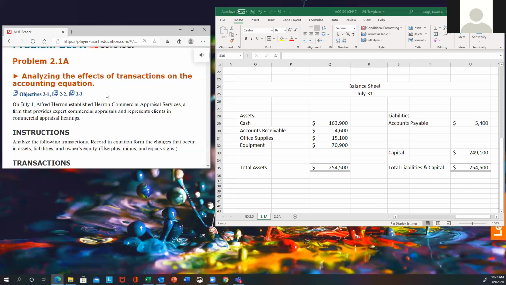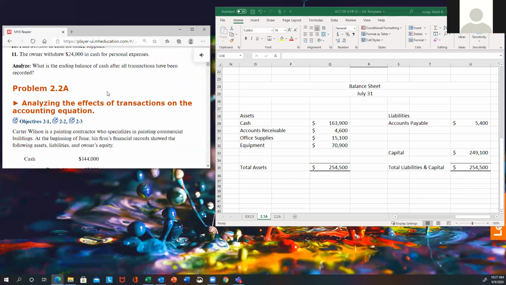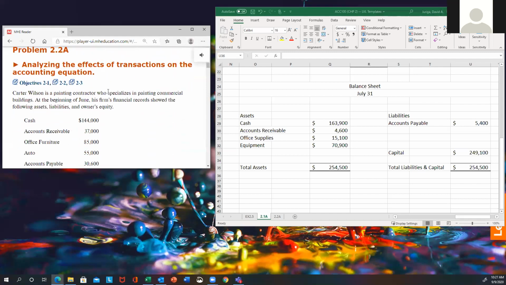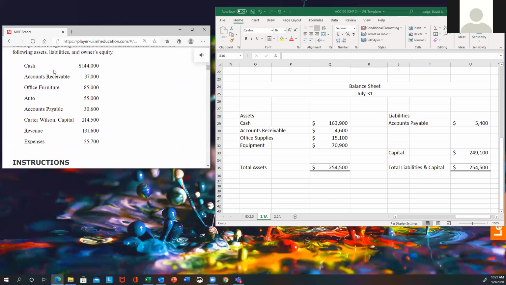So this is problem 2.1a. Now I want to show you a different one. This is problem 2.2a, and there's one thing that's a little bit different that we haven't seen yet. Of course, this says analyzing the effects of transactions on the accounting equation. We're going to do that. But I want you to see here in this particular problem that they give us the accounts and they give us numbers, balances that are already associated with these accounts. So in a moment, when we go to the accounting equation, I'm going to call these numbers beginning balances.